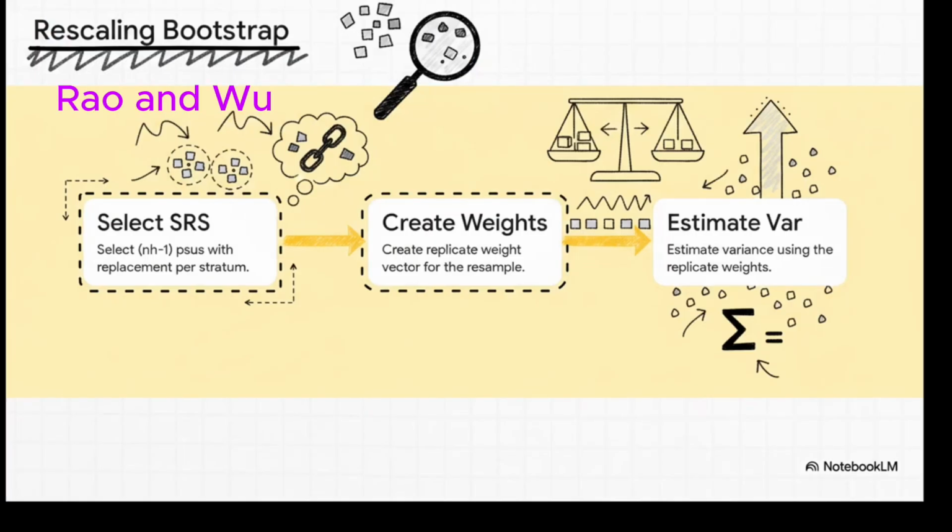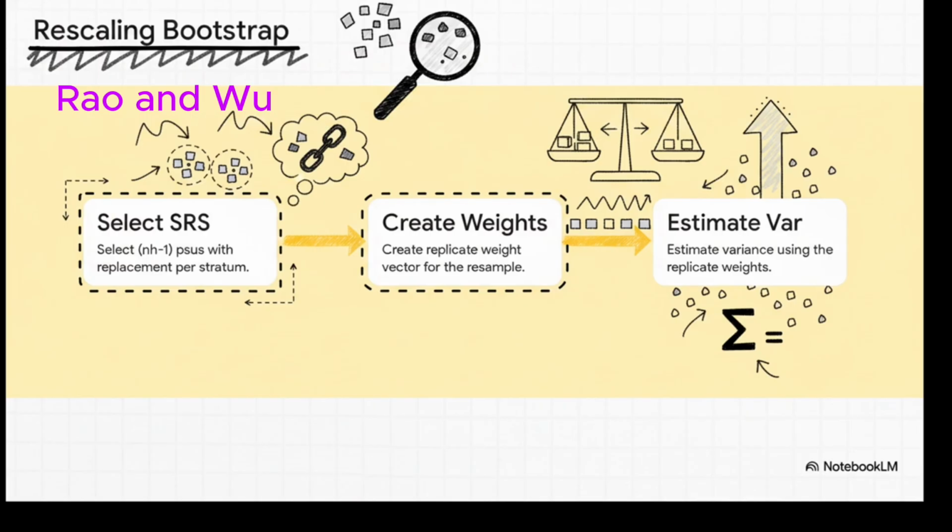Now, simple resampling completely breaks down out in the field because it destroys a survey's complex design structure. To fix this, we turn to the rescaling bootstrap developed by Rao and Wu. Here is their three-step process. First, within every single stratum, we independently select a simple random sample of n sub h minus 1 primary sampling units, or PSUs, with replacement. And there's a massive rule here. Observations within a selected PSU are always kept together. You cannot split them up.